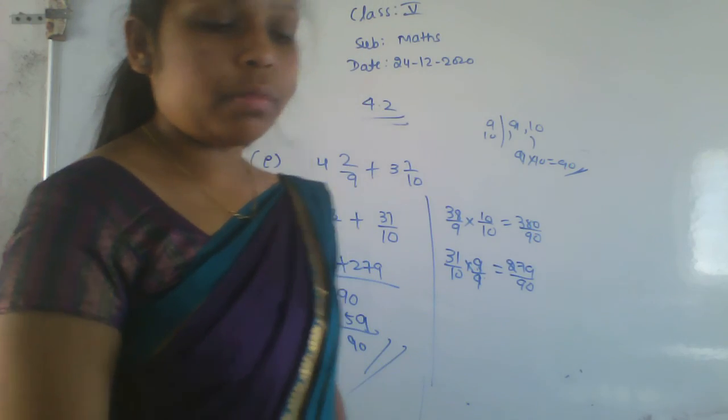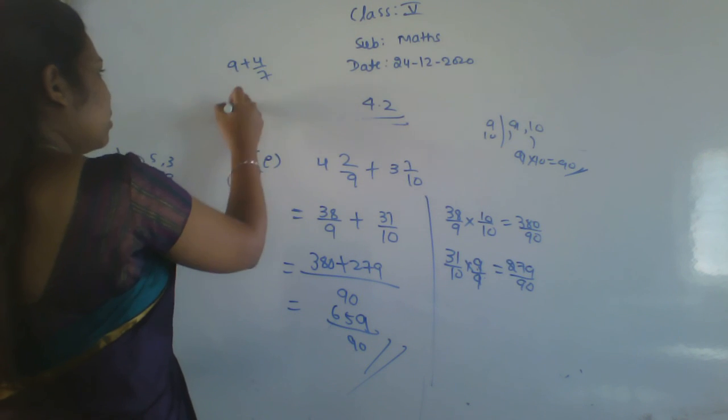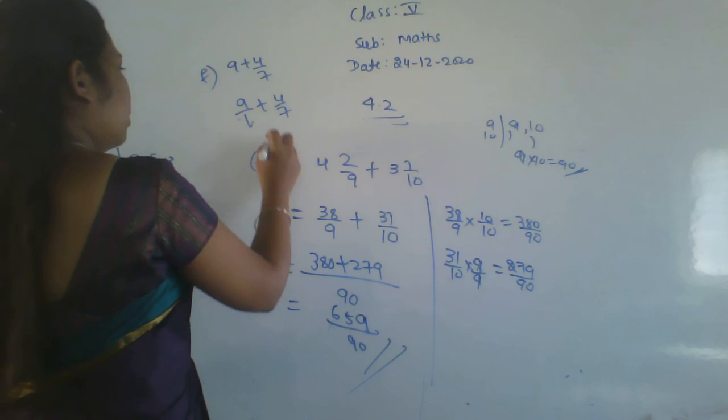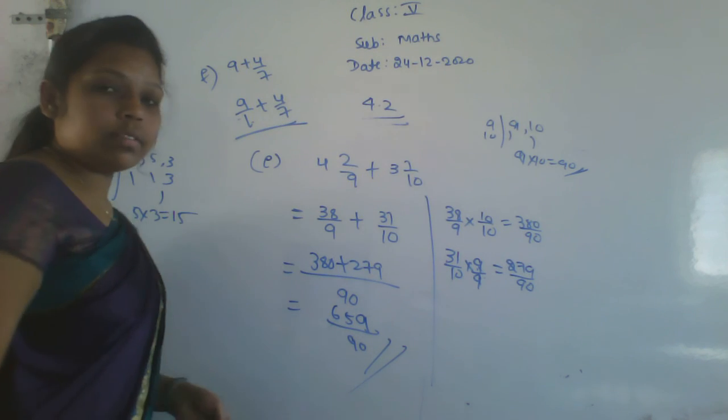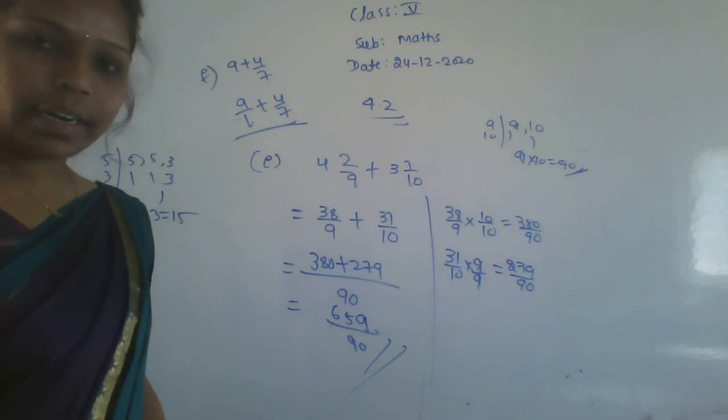That F problem, do it yourself. That is nothing but 9 plus 4 by 7, which means 9 by 1 plus 4 by 7. 1 and 7. What is the LCM of 1 and 7? It is 7. Okay, multiply and write the answer.